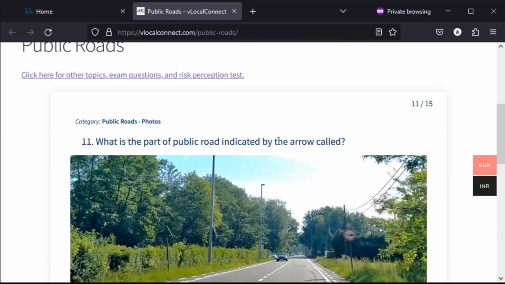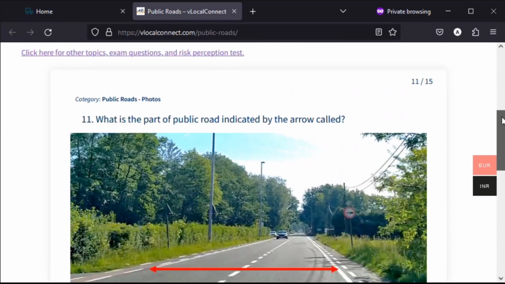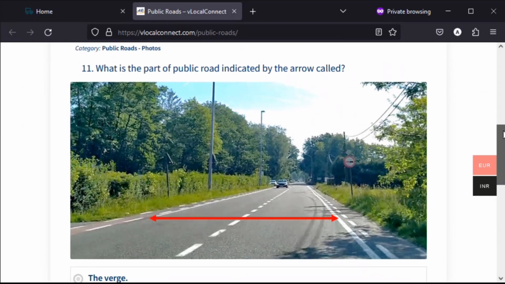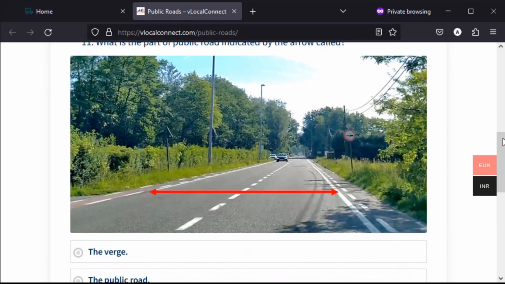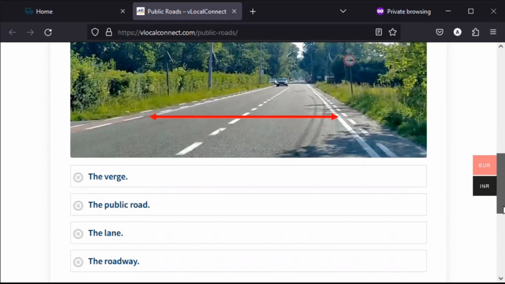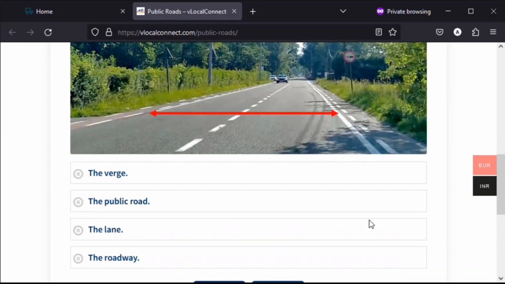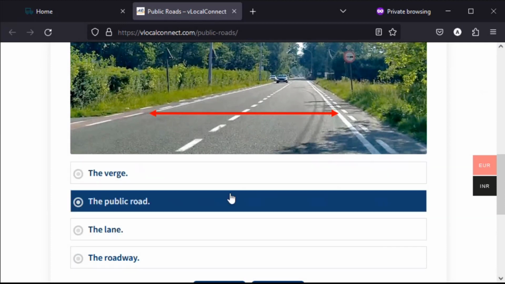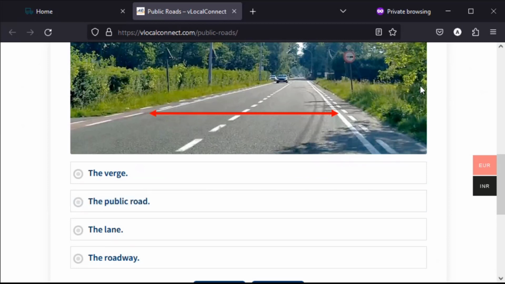What is the part of the public road indicated by the arrow here? So this part, what is it? Is it the verge? Is it the public road? Is it a lane? Is it a roadway? So this is not the verge. The verge is this side, the green color. The public road is everything from one end of the private property to another end of private property. So everything is public road.